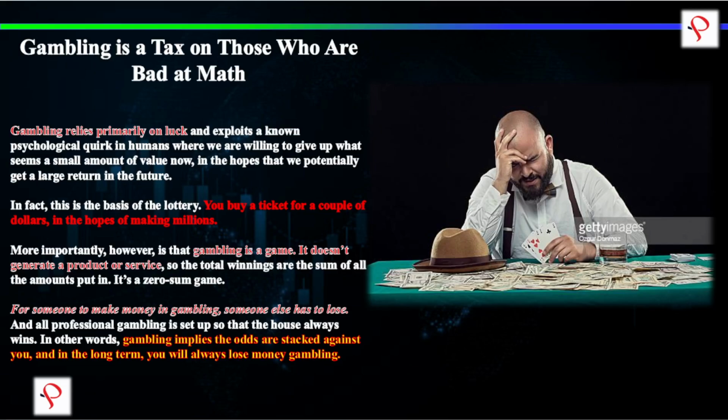More importantly, however, gambling is a game. It doesn't generate a product or service. So the total winnings are the sum of all the amounts put in. It's a zero-sum game. For someone to make money in gambling, someone else has to lose. And all professional gambling is set up so that the house always wins. That's the reality. In other words, gambling implies the odds are stacked against you, and in the long term, you will always lose money gambling.